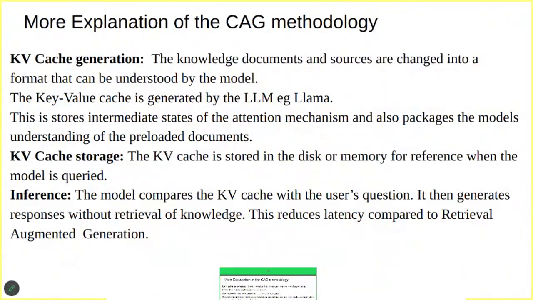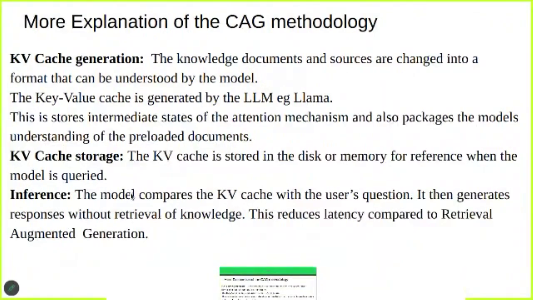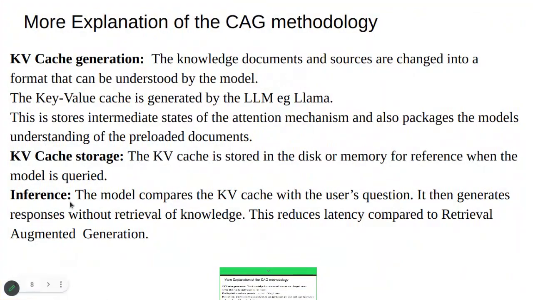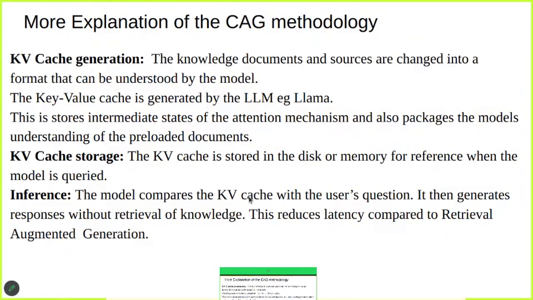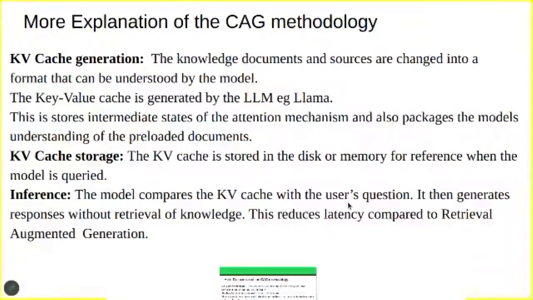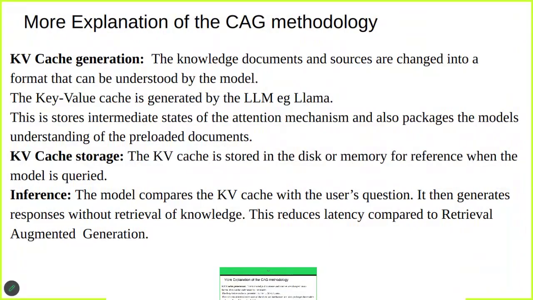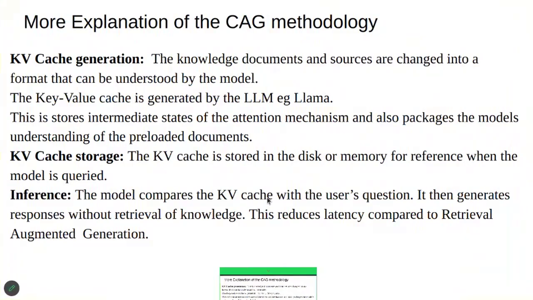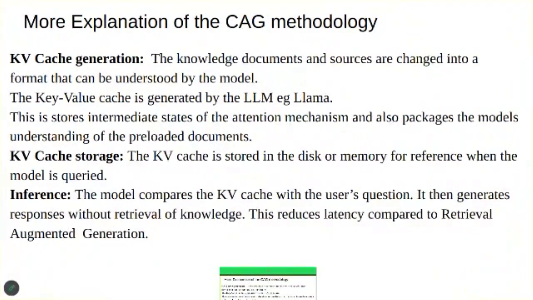Yeah, so that cache or storage has the knowledge in key value format. Now, for inference, between the query and the response, the model compares the key value cache or key value storage with the user's question. So when someone asks a question, we go to our KV storage or KV cache memory, and then we pick the key value that is relevant for that question, or the accurate answers to that question.